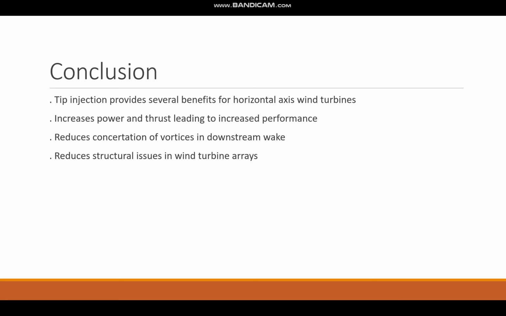As a result, tip injection can provide several benefits for horizontal axis turbines. It can improve the power and thrust of a turbine rotor and increase inflow velocity, leading to increased performance. Furthermore, it can impact the characteristics of the wake by reducing the intensity of vortices downstream. This reduces the exposure of downstream turbines in turbine arrays to concentrated vortices, which can cause structural and performance problems.